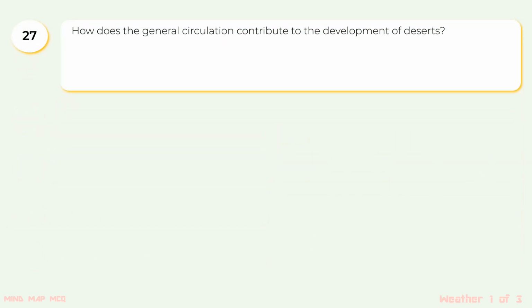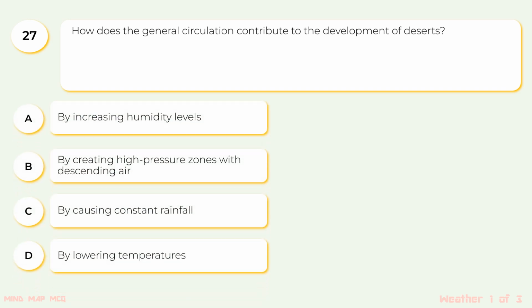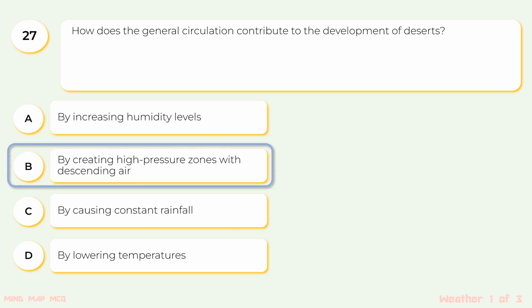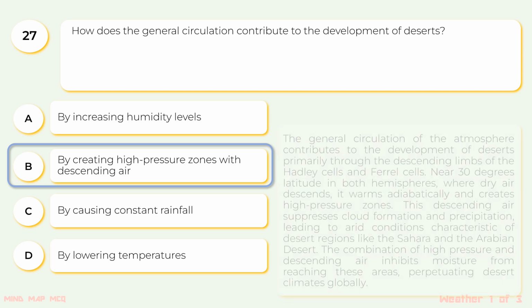27. How does the general circulation contribute to the development of deserts? The options are A. By increasing humidity levels, B. By creating high pressure zones with descending air, C. By causing constant rainfall, D. By lowering temperatures. The correct option is B. By creating high pressure zones with descending air.